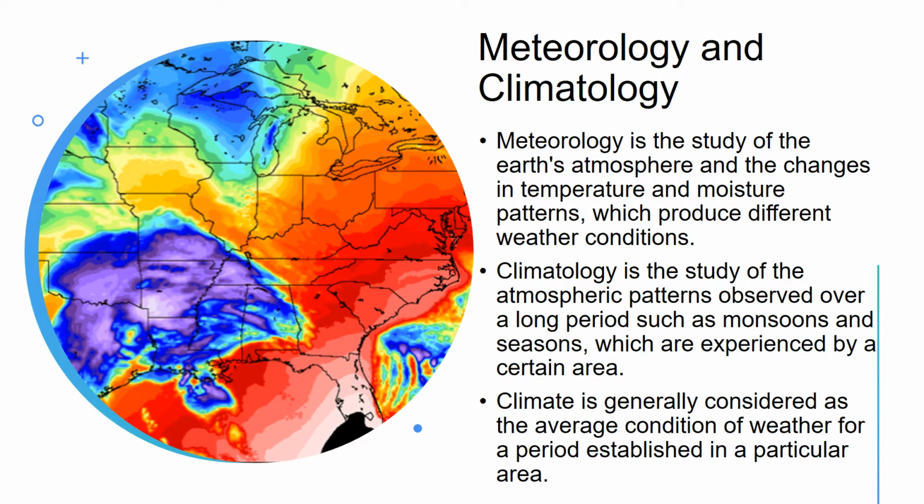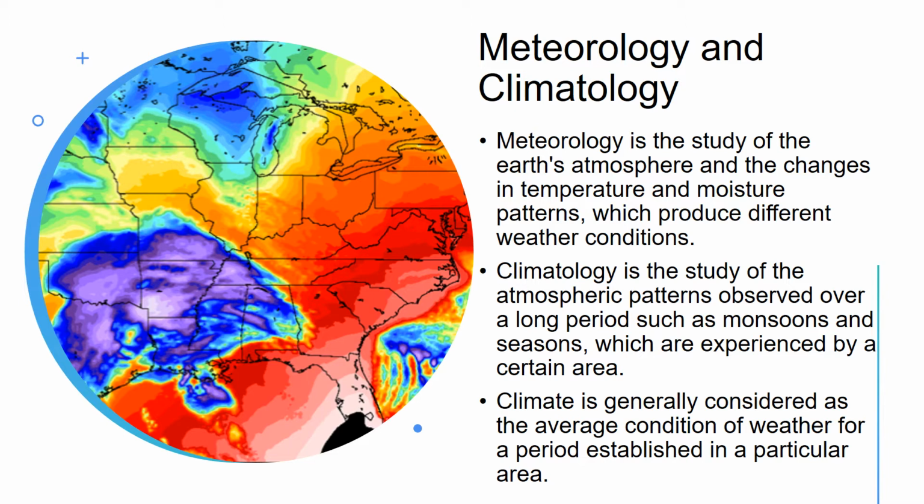Next, we have meteorology and climatology. Meteorology is the study of Earth's atmosphere and the changes in temperature and moisture patterns which produce different weather conditions. Next is climatology, is the study of the atmospheric patterns observed over a long period, such as monsoons and seasons, which are experienced by certain area.